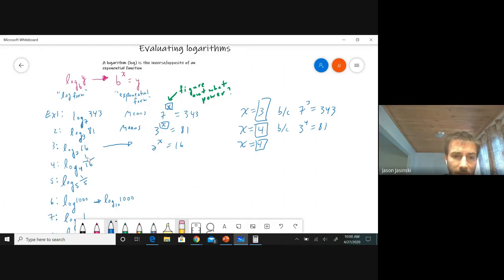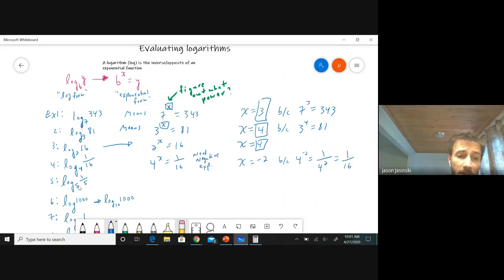Example 4 is a little different. Our value of y is a fraction, so this would be considered 4 to some power x is equal to 1 over 16. So we need a negative exponent. Remember, for negative exponents in math, you flip the base. So x would be negative 2, simply because 4 to the negative 2 flips to 1 over 4 squared. Again, when you're flipping the base, the exponent becomes positive, which is 1/16.